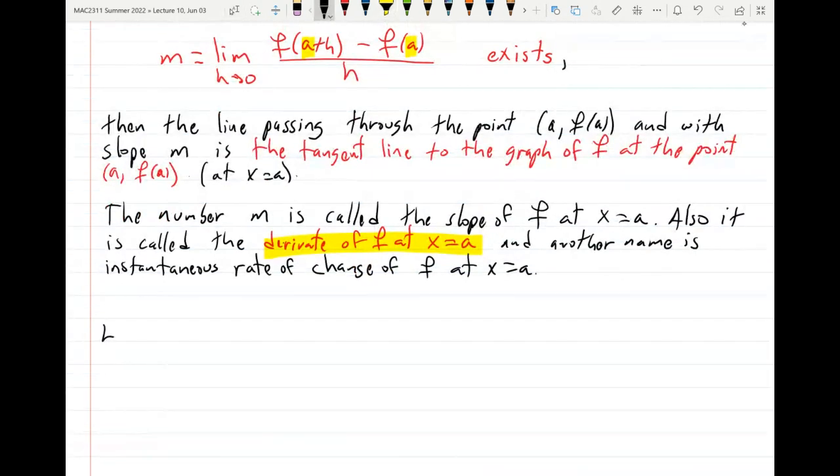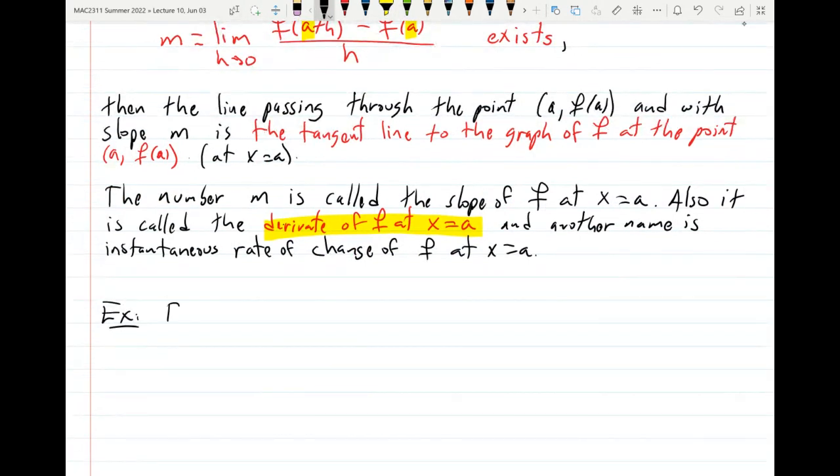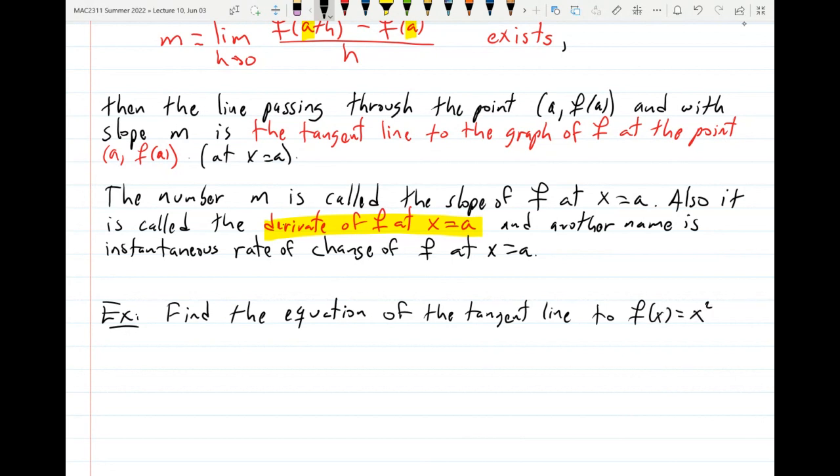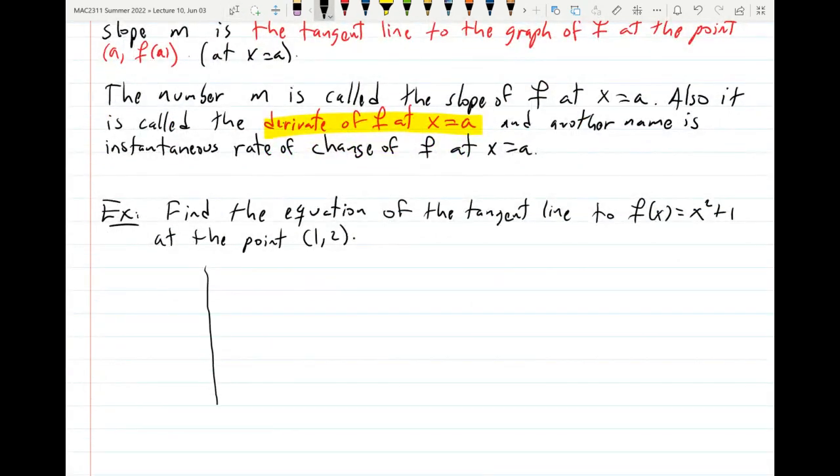So let's see. Let's do an example so we can see this in question. Example: find the equation of the tangent line to the function f of x equals x squared plus 1 at the point 1 comma 2.